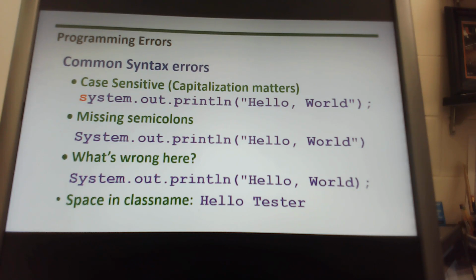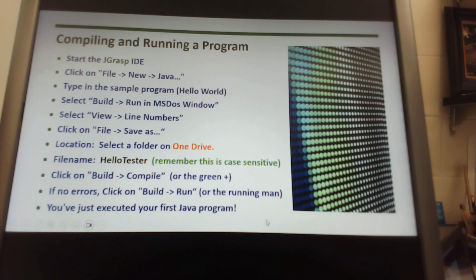So how do we develop these from scratch? Well, here's how we compile and run a program. You can go ahead and start JGrasp at any point. From the menu, click on File, New Java, and then type in your sample program, the hello tester, that will print out hello world for us. A couple of things you could do to make it a little bit easier to use your program. You can say run in an MS-DOS window, meaning it's going to pop up a window instead of running it down at the bottom. You could also say view line numbers, which will put line numbers on the side of your code, makes it a little bit easier to read.